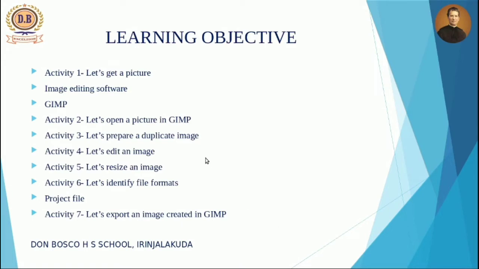These are the learning objectives, that is the topics that we are going to learn in today's class. We have activity 1, let's get a picture. Then we'll study about various image editing softwares. Then we'll study about the software called GIMP. Then activity 2, let's open a picture in GIMP. Then activity 3, let's prepare a duplicate image. Then activity 4, let's edit an image. Activity 5, let's resize an image. Activity 6, let's identify the various file formats. Then we'll learn about project file. Then at last activity 7, let's export an image created in GIMP.